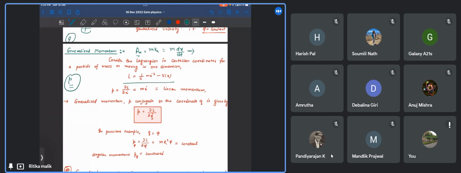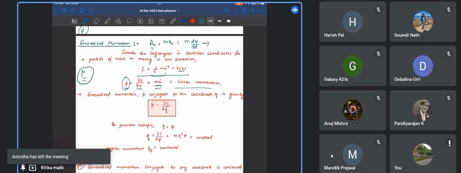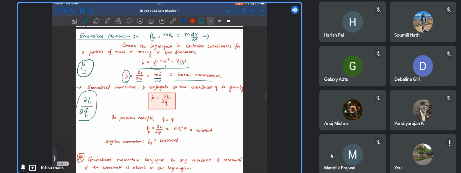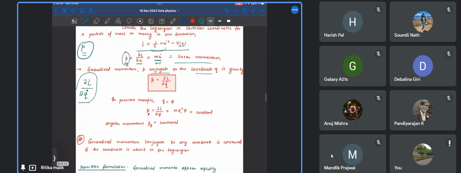Like in this case where one particle is moving in one dimension with potential energy V(x) and kinetic energy half m v square, your momentum is given by, if you differentiate your Lagrangian with respect to x dot, it will give you m x dot, which is simply mv. So this becomes your linear momentum. Whenever you have a Lagrangian, you just differentiate it with respect to q dot and you will get your momentum. This is known as generalized momentum, and it is always going to be conjugate to your coordinate q.